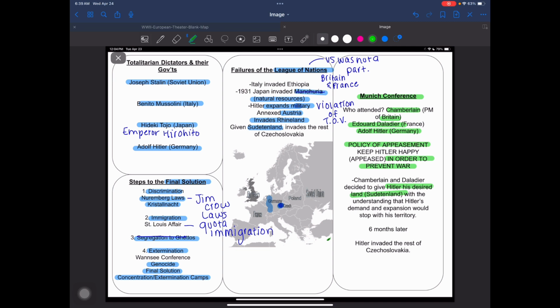And then, like Hitler is good at, lying, 6 months later, after this conference where he is supposed to be satisfied, we're actually going to see Hitler invade the rest of Czechoslovakia. He takes more than the Sudetenland. He takes the whole country under his possession. And yet again, the League of Nations fails to take adequate action.